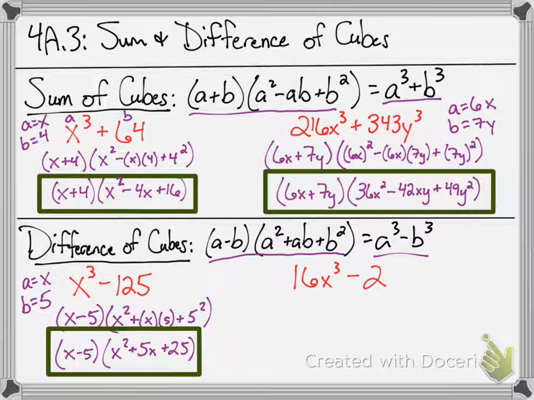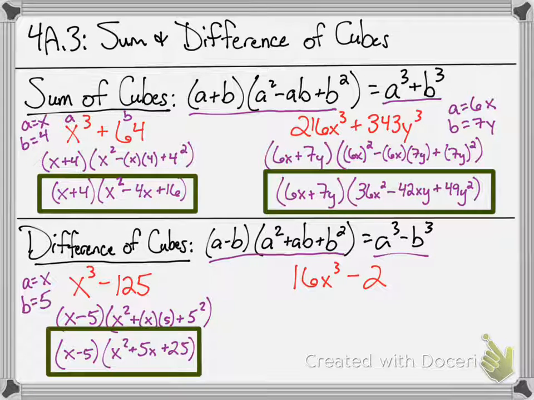Now, in this last example, we have 16x cubed minus 2. So it's definitely a difference. But if you look at face value, it doesn't look like this factors using difference of cubes because you can't take the cube root of 16, nor can you take the cube root of 2. However, as you learned back in the first lesson, we always should technically check for a GCF if we can get things to factor. So this doesn't mean difference of cubes right now.